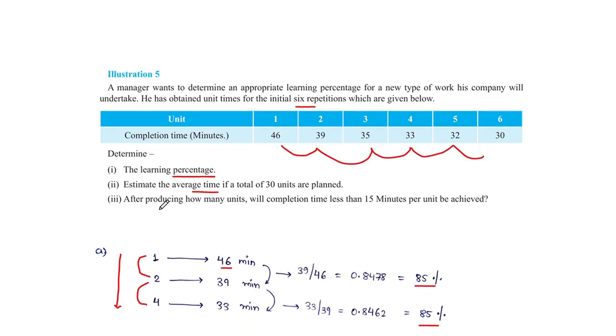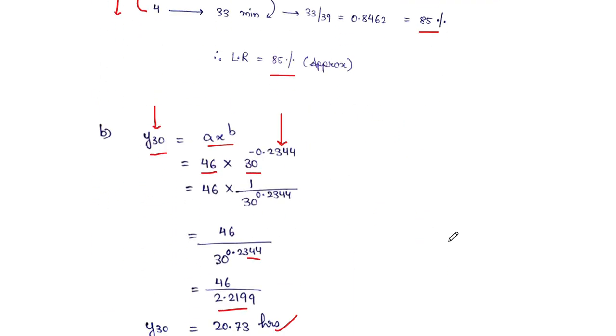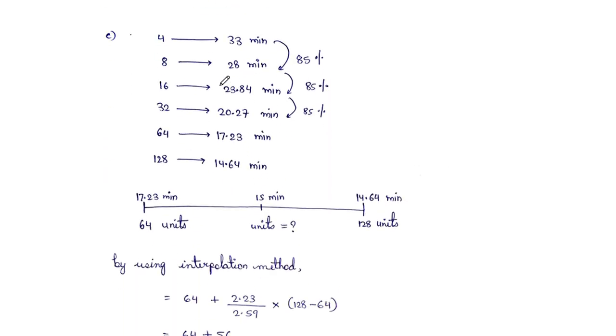Now the third part is, after producing how many units will completion time less than 15 minutes per unit be achieved. So here we need to find within 15 minutes how many units are produced. So we have already taken the data from the question. For 4 units, time taken is 33 minutes. Now we have already calculated the learning ratio, so we will apply the 85% learning ratio. Here we will double the units.